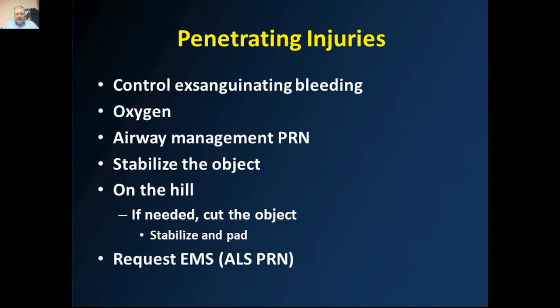And if you're going to do that, get Bill up there and his minions, and you need to stabilize the object as it's cut. You need to make sure that you have a heat sink. If it's something metal that could transmit heat, you don't want to burn the patient as we're cutting through it. And then stabilize it in place and pad it and request EMS. And if it's a significant penetrating injury, they're hemodynamically unstable, request ALS EMS.